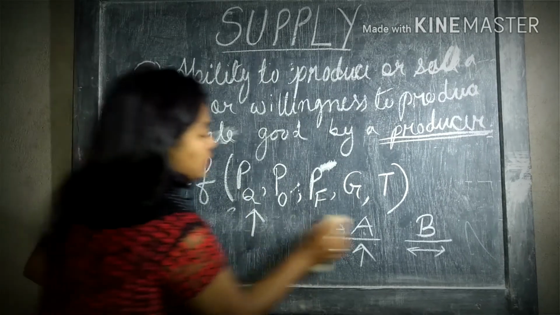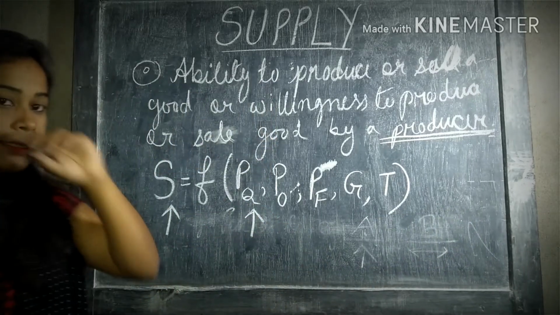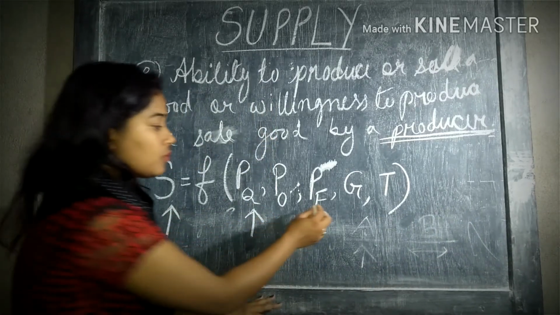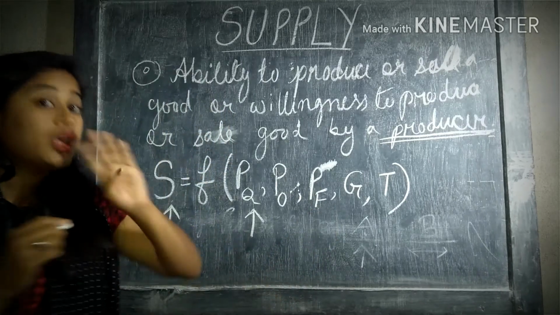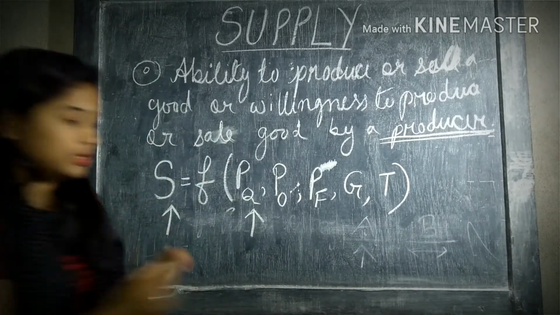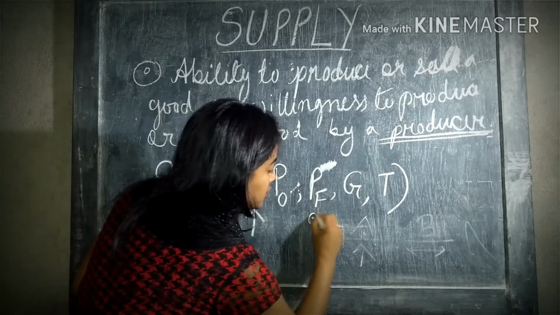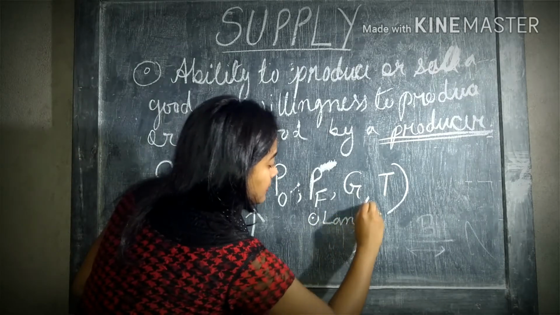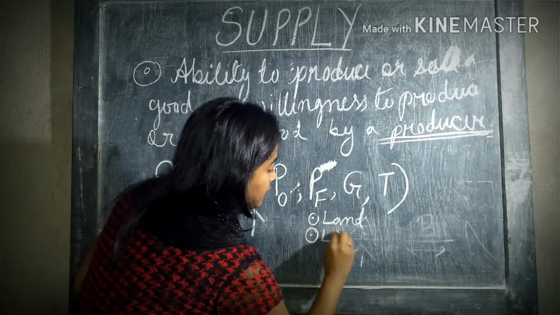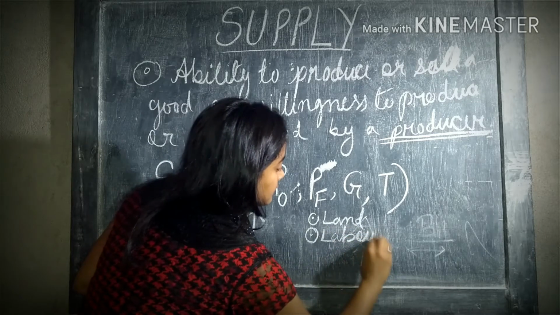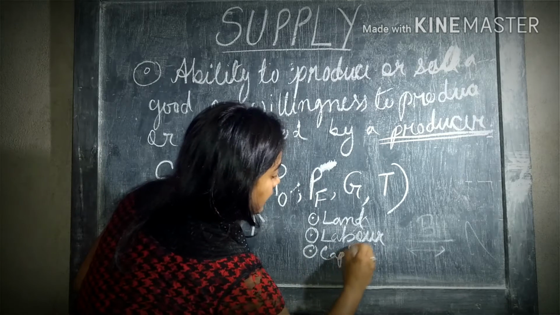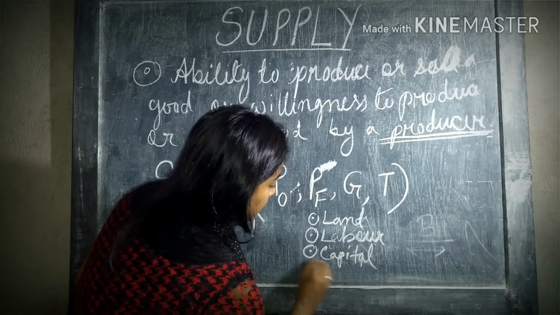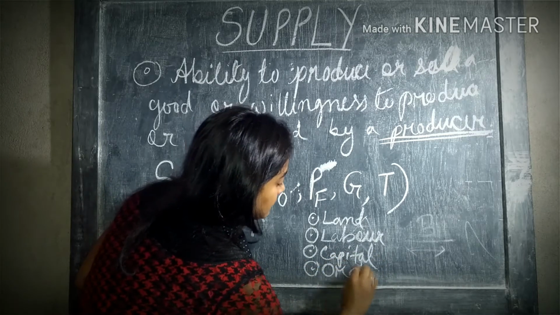Okay, so the next factor is the price of the factors of production. So what are the factors of production? There are 4 factors of production. These 4 factors of production are land, labor, capital, and organization.